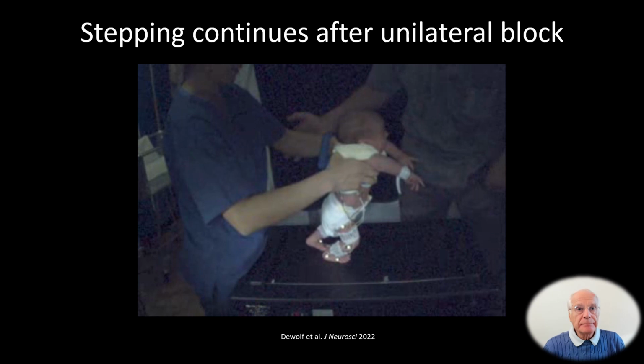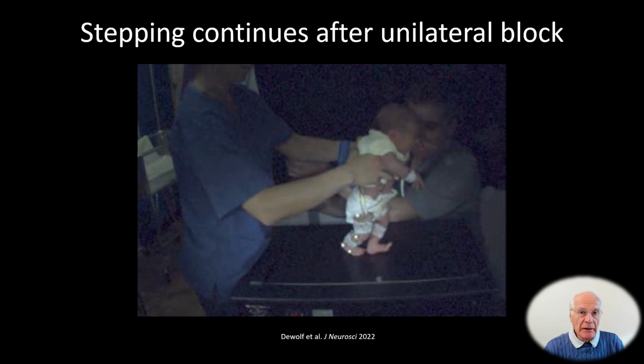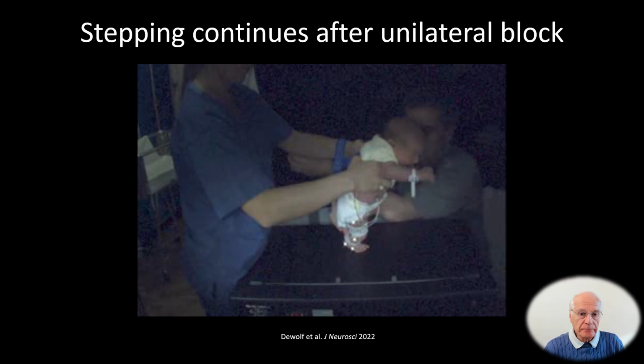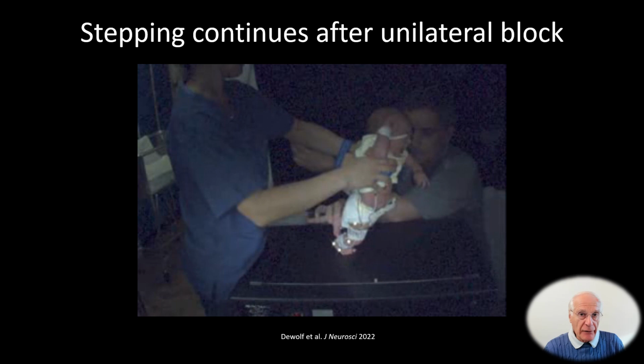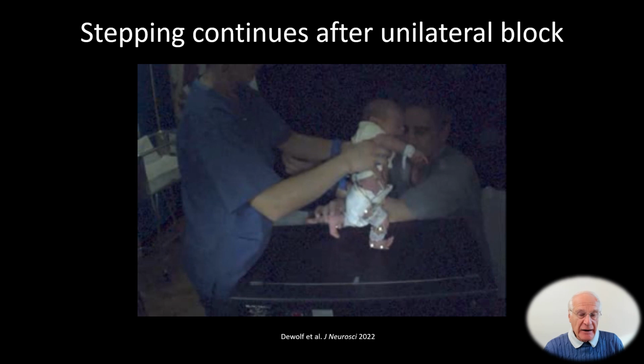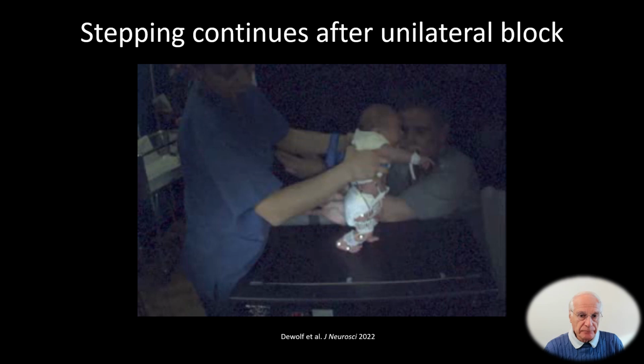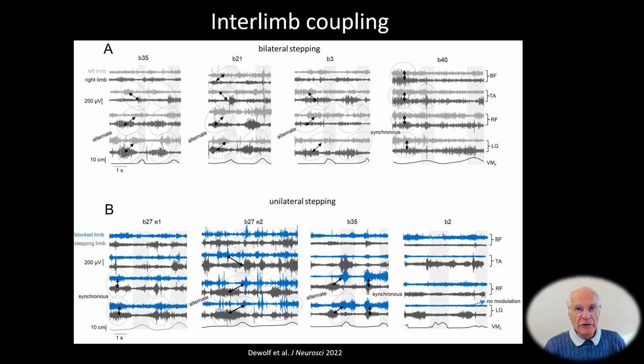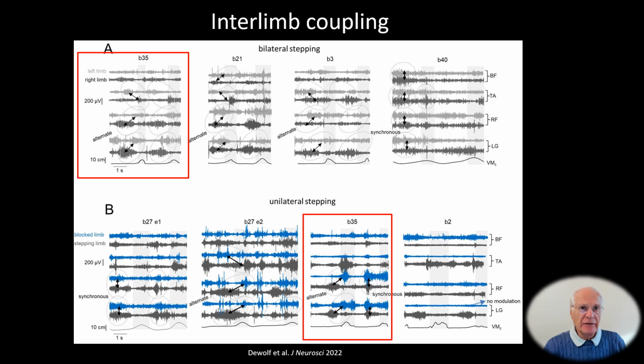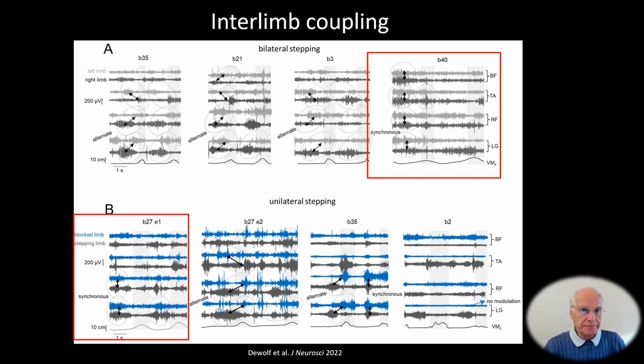If one blocks one leg, the neonate continues to step with the other leg. This shows that each leg is controlled independently at birth. When the leg is released, the baby resumes bilateral stepping. The relative independence between the two sides is evident in the electromyographic recordings for both bilateral and unilateral stepping. Sometimes the activity of the limb muscles is alternating between the two limbs, as in adult walking. At other times, however, the activity is synchronous between the two limbs.